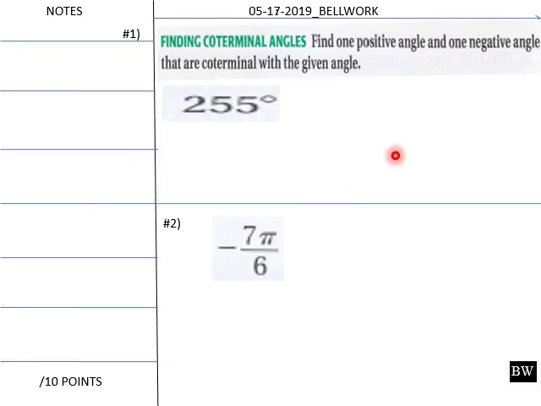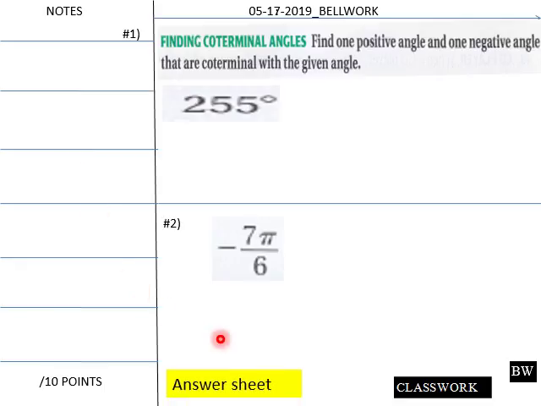Teachers, here's your bell work. Find one positive angle and one negative angle that is coterminal with these angle measures here. Give your students 3-4 minutes for this.